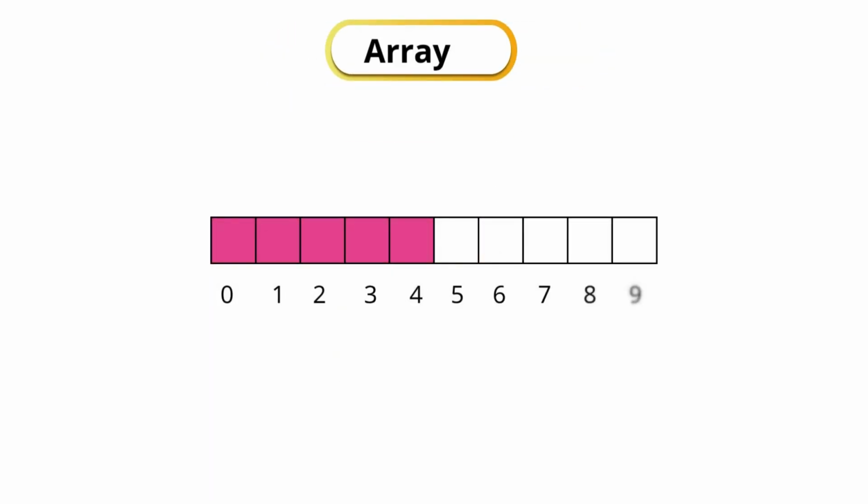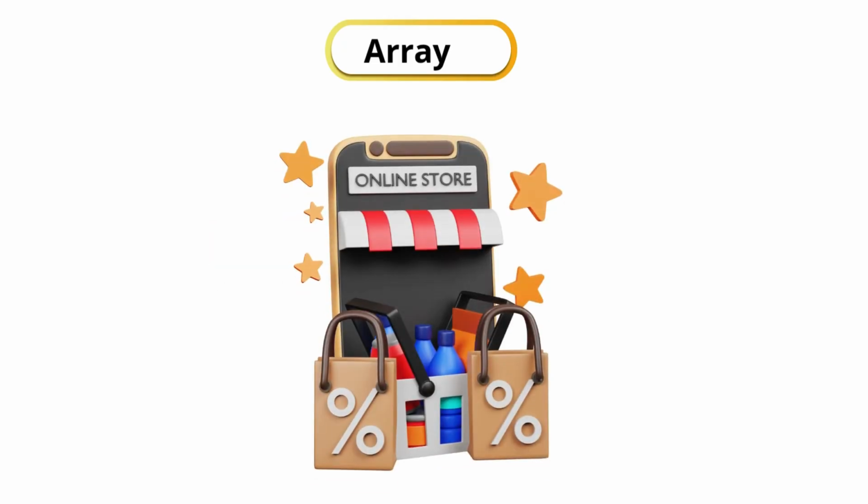An array is a fixed-size collection of elements stored in contiguous memory. That means continuous memory. Example: it is used to store product categories in an e-commerce system. At that time, we can use an array for storing the products.